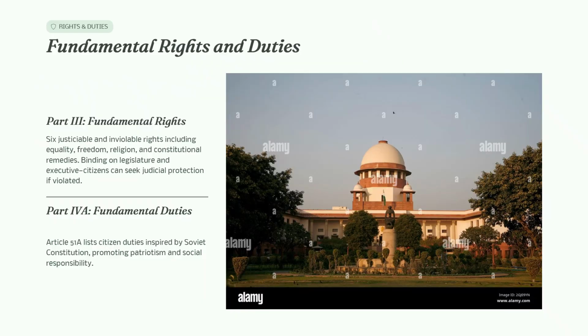Another one, fundamental rights. Part 3 of the Constitution guarantees 6 fundamental rights such as equality, freedom, religion, and constitutional remedy, ensuring individual liberty and dignity. These rights are justiciable and inviolable. They are binding on the legislature as well as on the executive. If any of the rights is violated, a citizen has the right to seek the protection of judiciary.